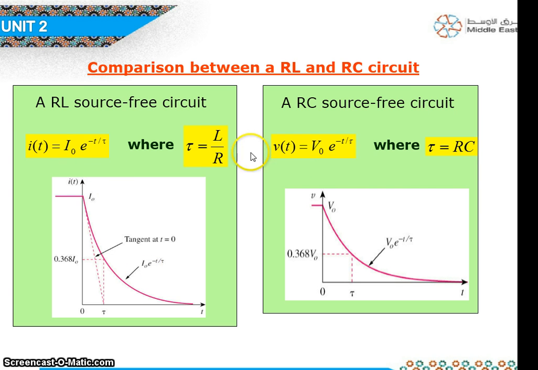So the transient response curves for both an RL circuit and an RC circuit are exponential. The equations are much similar with two main differences. In an RL circuit, it is the current response, and in an RC circuit it is the voltage. Another difference is the time constant is L over R in an RL circuit, and it is RC in an RC circuit.